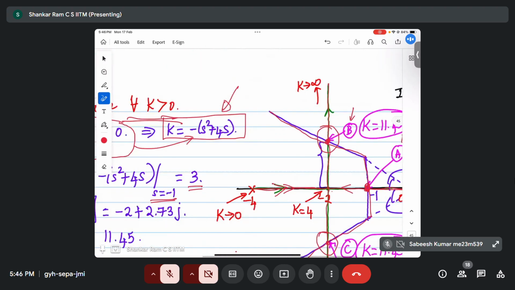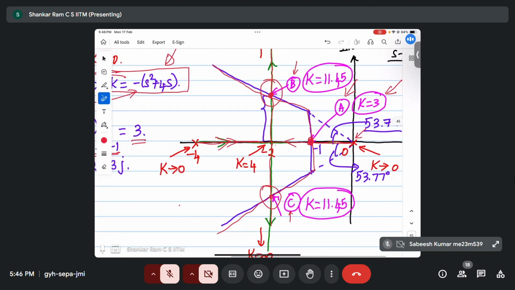The value of K at B and C will be the same because of symmetry. Because we are dealing with a polynomial with real coefficients, roots will be complex conjugate, so closed-loop poles are also complex conjugate. So finding the value of K at B will be the same as finding the value of K at C. That symmetry holds. Please note that B and C are complex conjugate points.